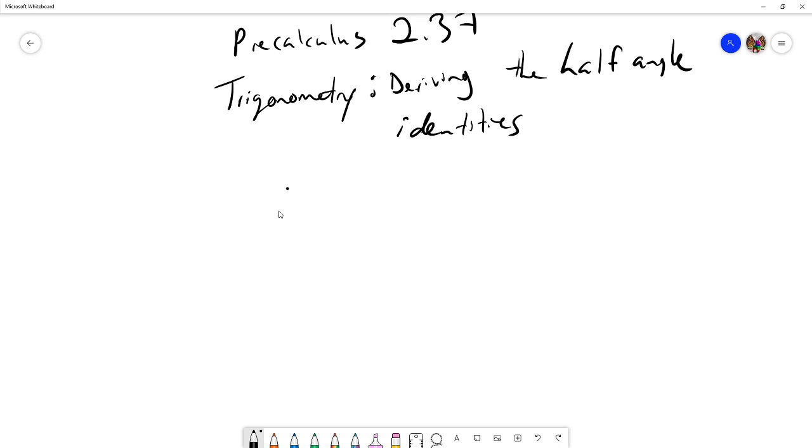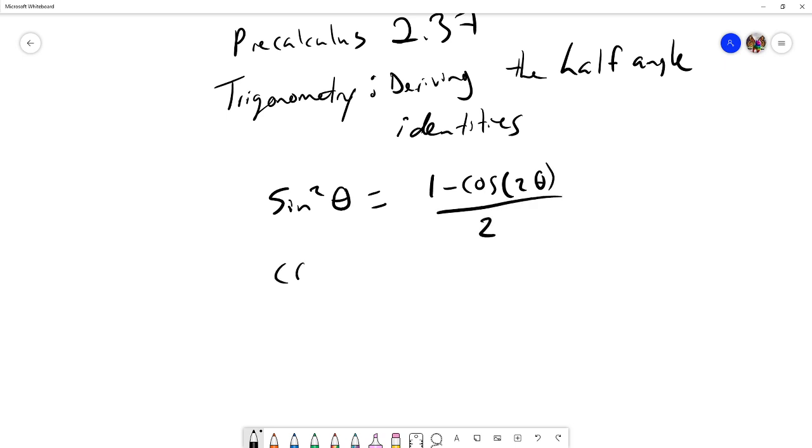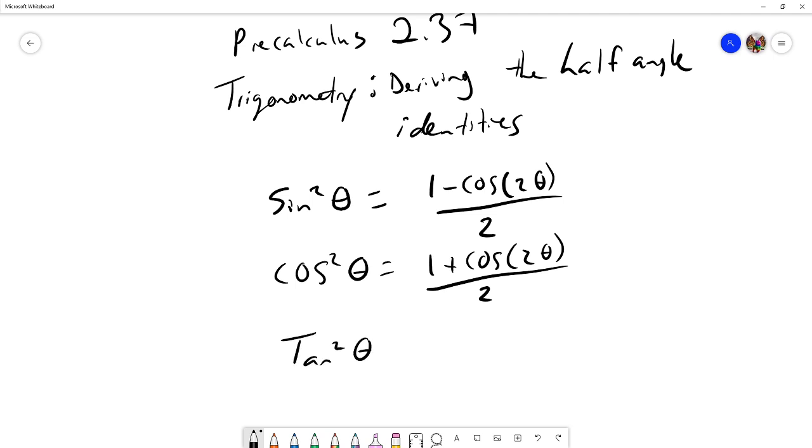We showed that sine squared of theta is equal to (1 minus cosine of 2 theta) divided by 2. Cosine squared of theta is equal to (1 plus cosine of 2 theta) divided by 2. And tangent squared theta is equal to (1 minus cosine of 2 theta) divided by (1 plus cosine of 2 theta).